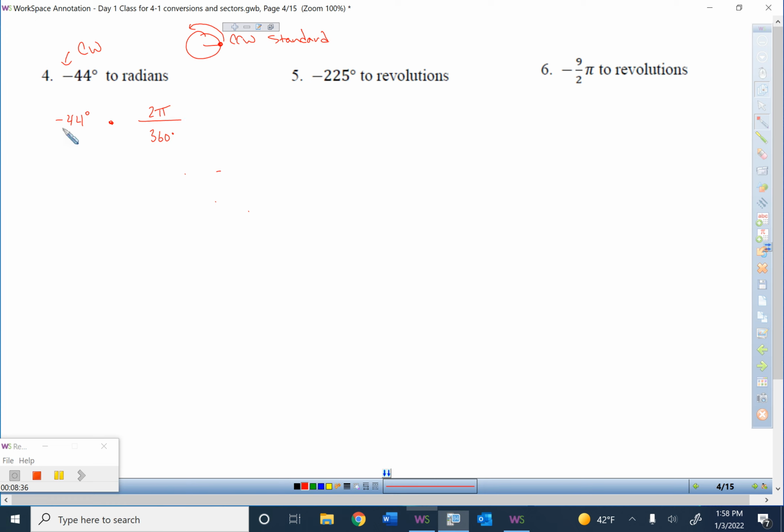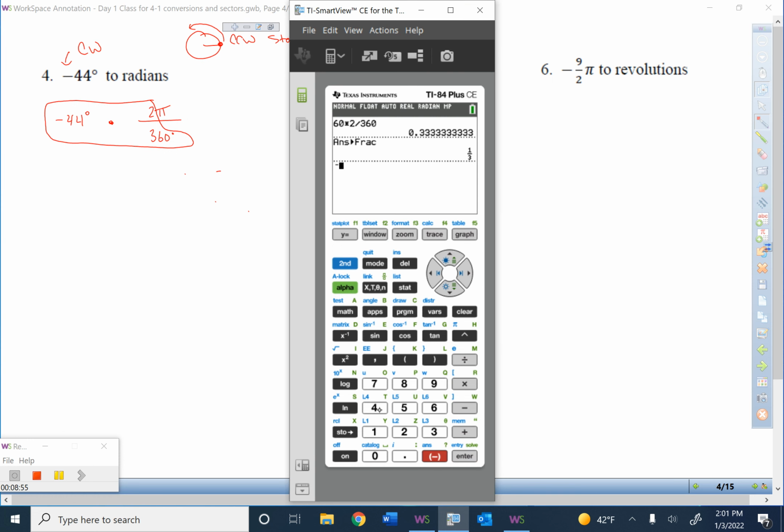All right, from there we're just throwing this thing in our calculator because it's not as easy to reduce as the last ones. Again, if pi's don't cancel, you're going to leave it out when you type it in. Okay, so you're doing your negative on there, 44, times 2 divided by your 360. Your calculator's smart enough to figure that out.